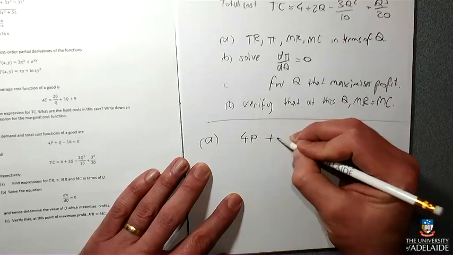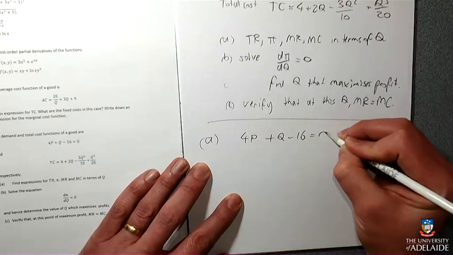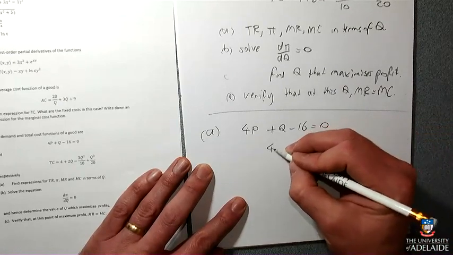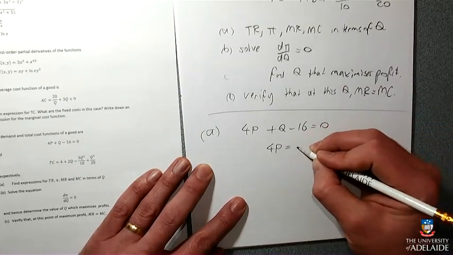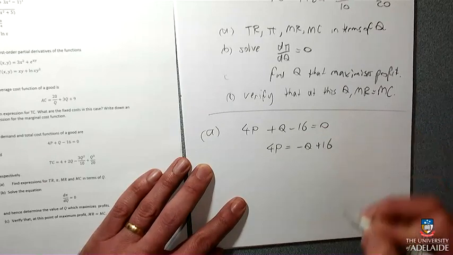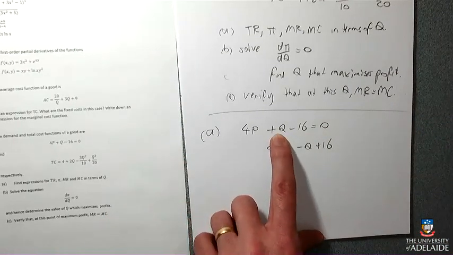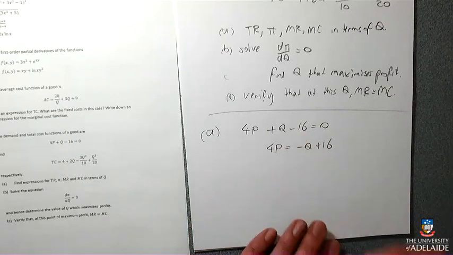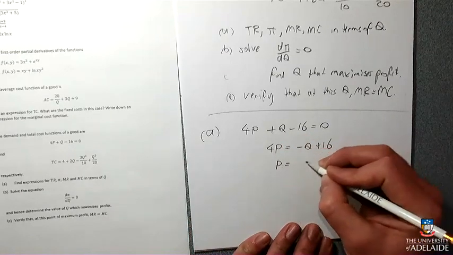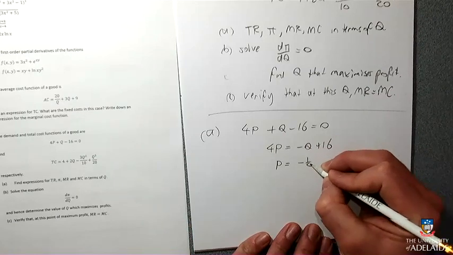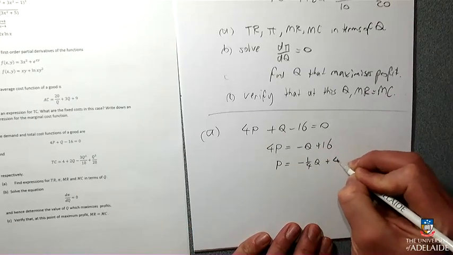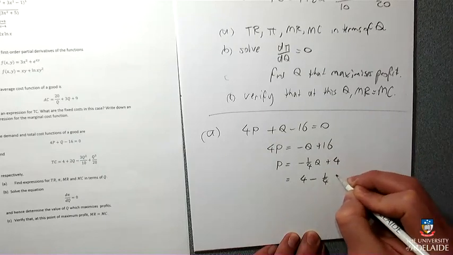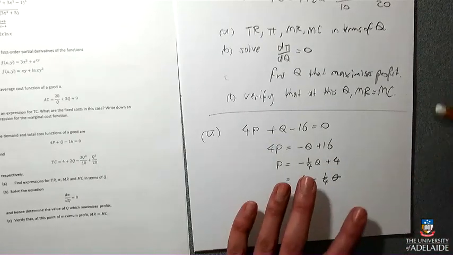So from the demand equation, I should be able to figure out what the price is. Like that. So I can subtract the Q and add the 16, and that would produce this, and then I should be able to divide by 4. And it's probably nicer to write it like this. Oh, that is not a Q, that's a theta.